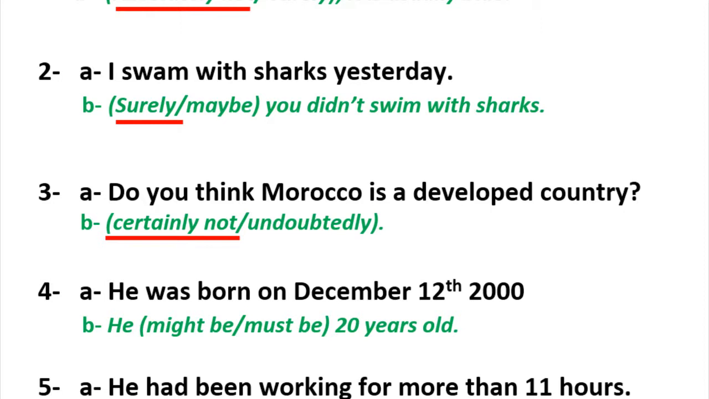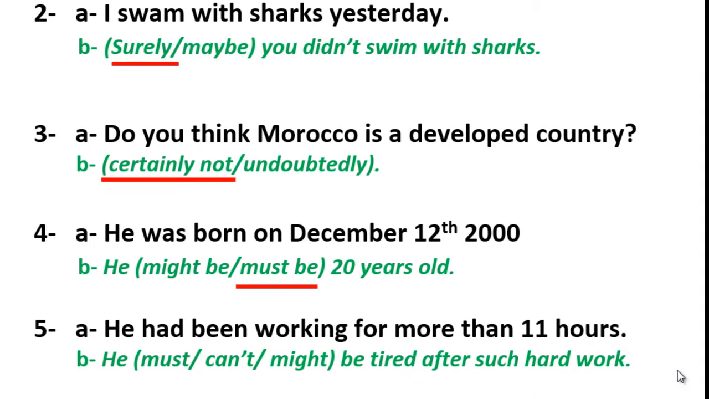Dialogue 4. He was born on December the 12th, 2000. B. He might be, must be 20 years old. The right answer here is must be. So we are sure he is 20 years old. The last dialogue. A. He had been working for more than 11 hours. B. He must, can't, might be tired after such hard work. The right answer is must. So we are sure he is tired after such hard work.